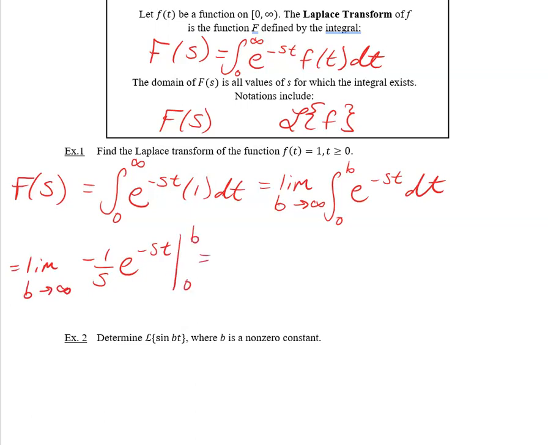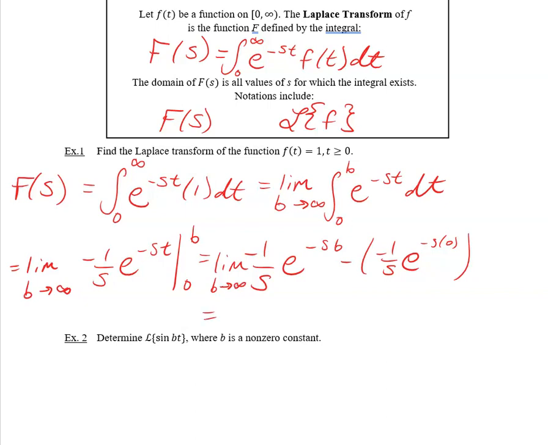And remember, we're doing the limit as b goes to infinity of that integral evaluated from 0 to b. So that's going to be negative 1 over s, remember, s is a constant, e to the negative s times b, minus negative 1 over s e to the negative s times 0. Of course, we know that's going to turn into 1 in just a minute. And we're taking the limit as b goes to infinity, so I'm going to sneak that back in there.